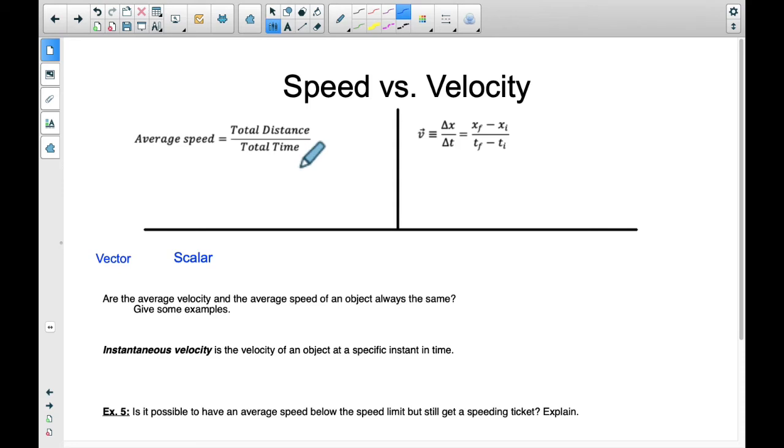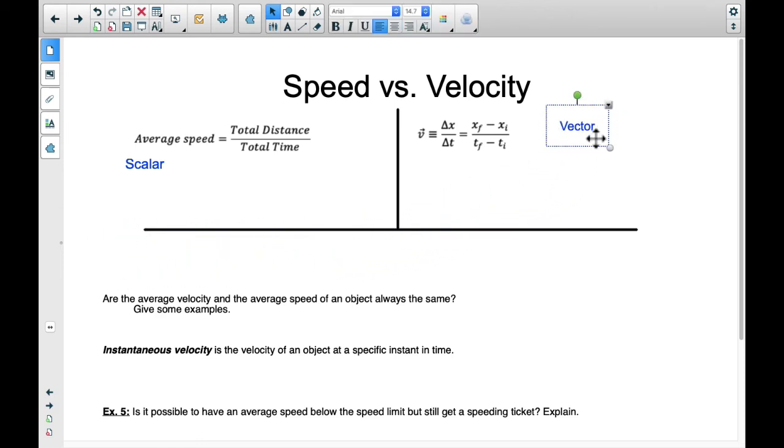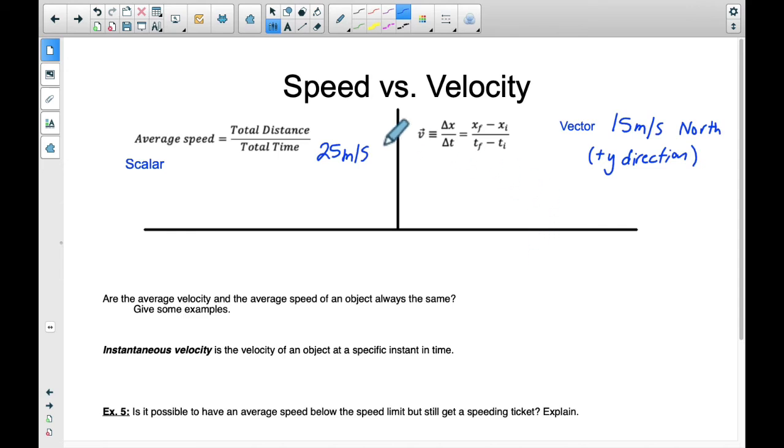Speed and velocity, which one is a vector and which one is a scalar? Well, speed is just a scalar quantity. It just says how fast you're going, 25 meters per second. Whereas velocity is a vector. It should have some direction to it. So the speed, the scalar, would just say the object is going 25 meters per second. But the velocity would be something like 15 meters per second northward, or in physics we might say in the positive y direction. So that's the difference between speed and velocity. Velocity has to have a direction to it. Okay, so that's one thing.